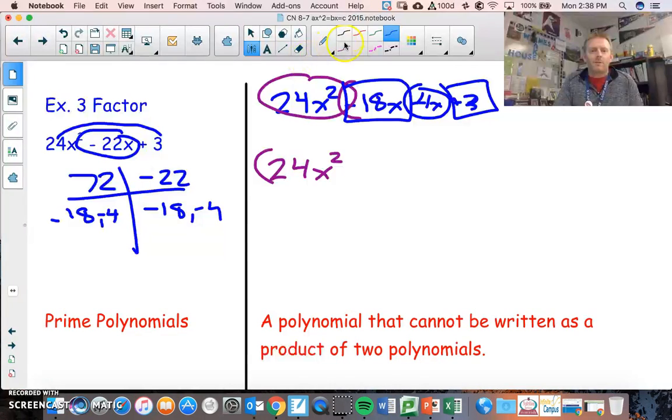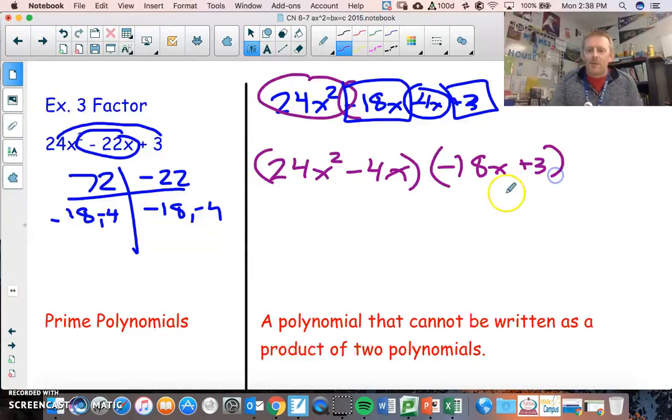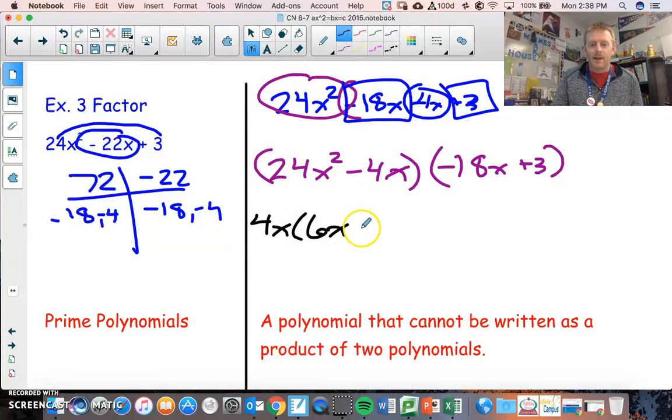So I have a 24x squared, and I was in purple, minus 4x, and then I have my negative 18x and my plus 3. Now what just happened there, folks, is I was trying to get rid of this so it's not an x squared anymore. I didn't have an x with it, so that kind of screwed things up. And now we can factor things out. So I can take out a 4 and an x, and we're going to be left over with a 6x and then a minus 1.